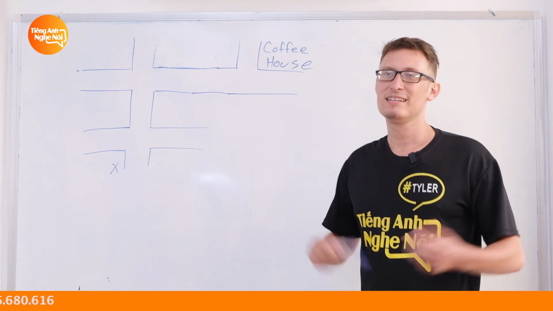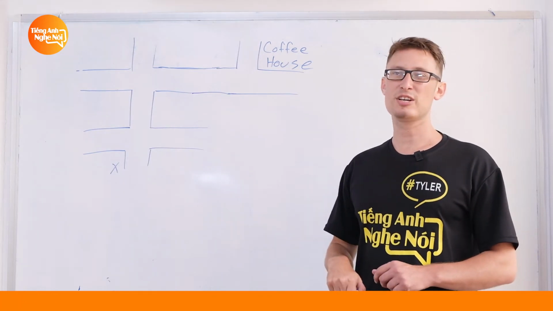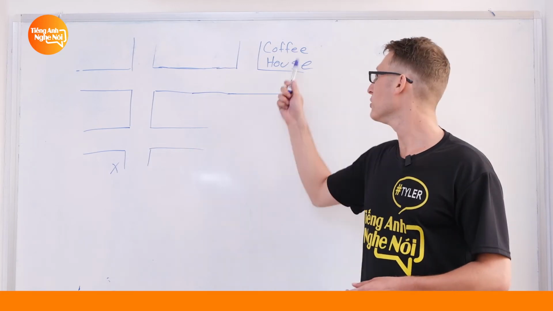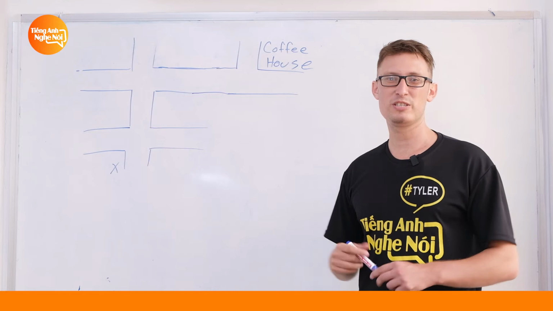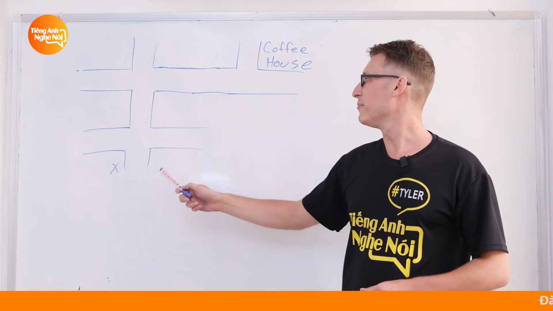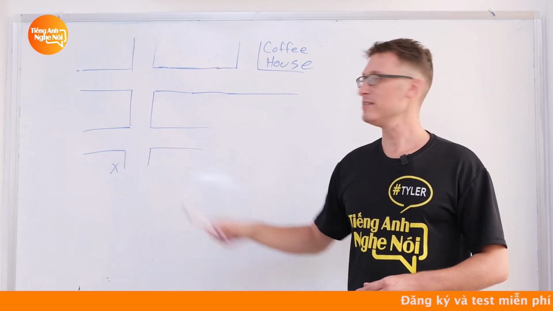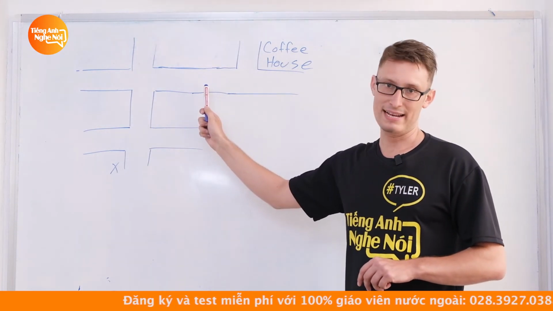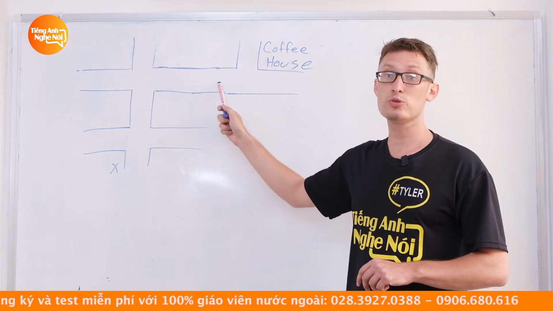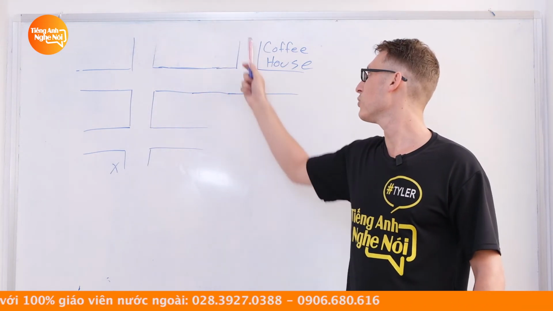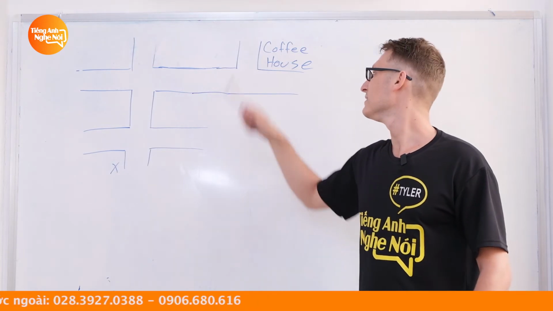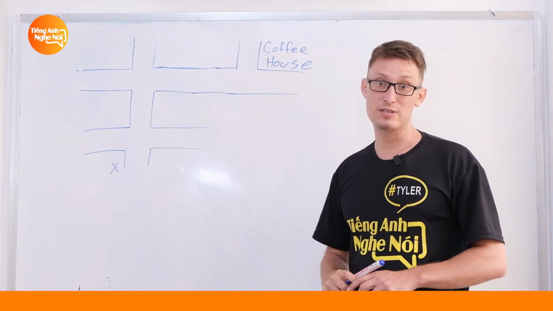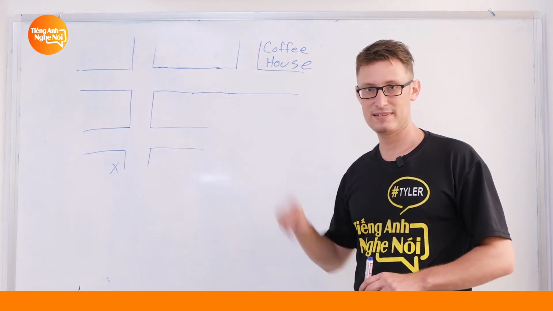We are here and I want to know how to get to Coffee House. What directions would you give me to go to Coffee House? What would you say? Now, for here, take your second right. Then you go straight and you take your first left. The Coffee House is on the right side after you take your first left here.